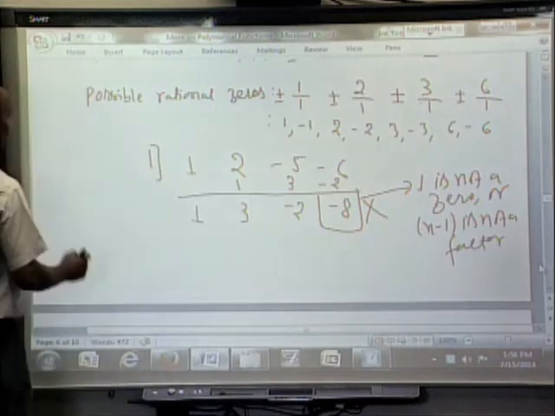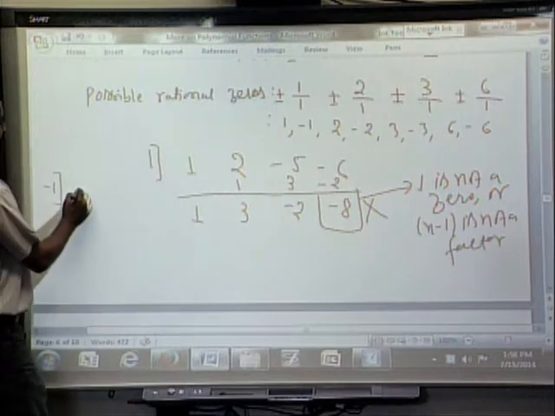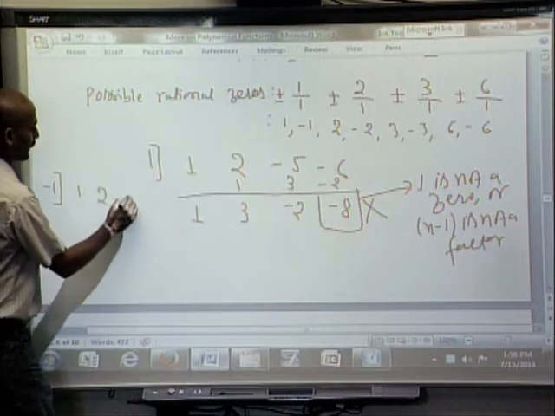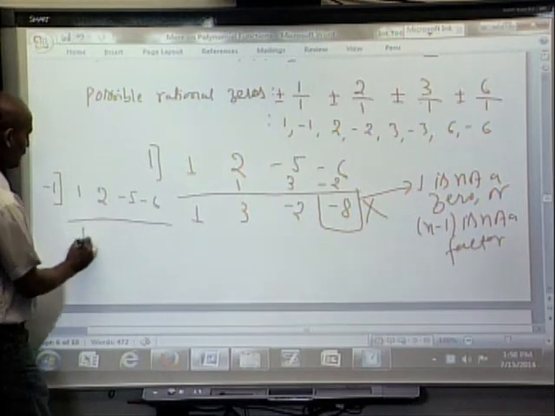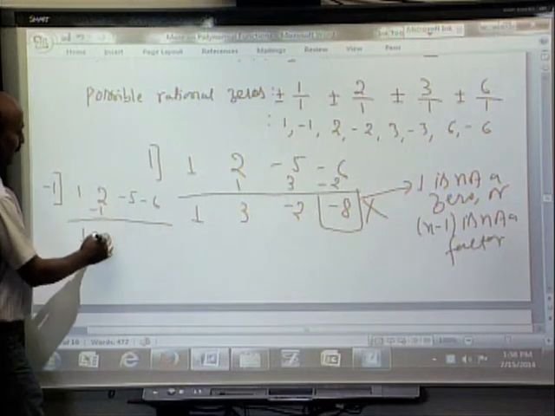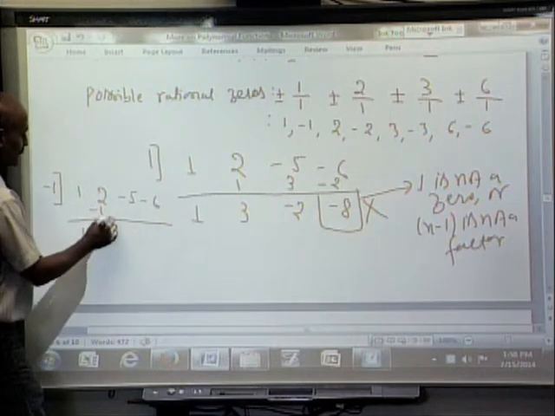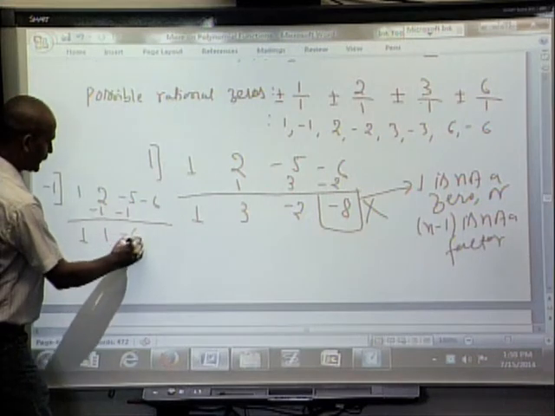The next choice is negative 1. So I will do the synthetic division by negative 1 here. If I use negative 1 to do the synthetic division, 1, 2, negative 5, negative 6. So synthetic division is done. 1 comes down as it is. 1 times negative 1 is negative 1. 2 and negative 1 is 1. 1 times negative 1 is negative 1. Negative 5 and negative 1 is negative 6.